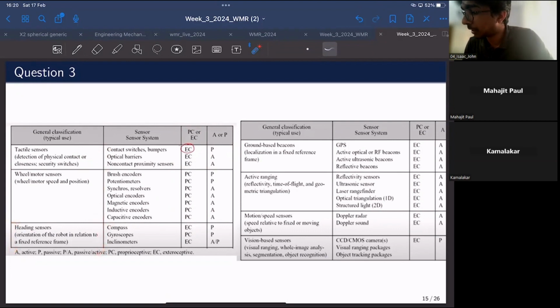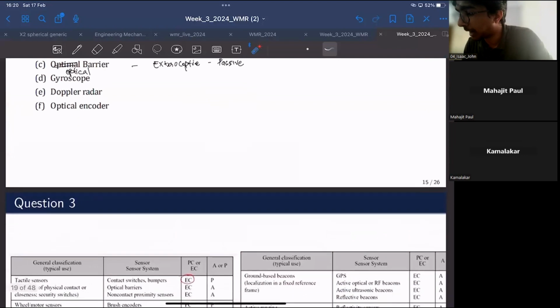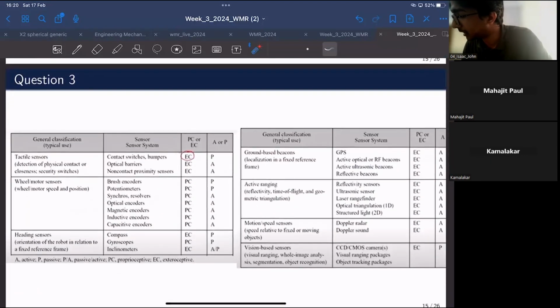And what else do we have? We have ground-based beacons. If you take a look at this, I think these optical barriers may come somewhere here in the case of ground-based beacons. Or no, these come under tactile sensors actually. Yeah, so this is also one of the questions, sir. I missed something over here.